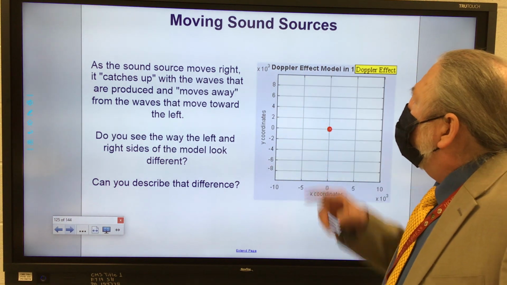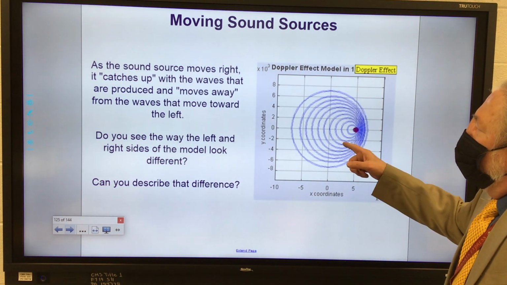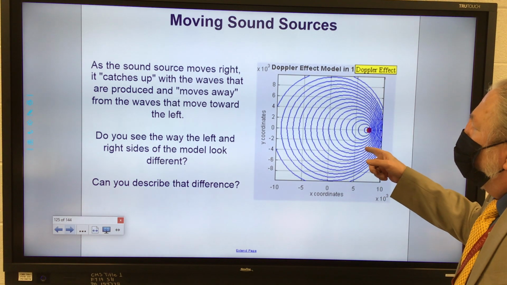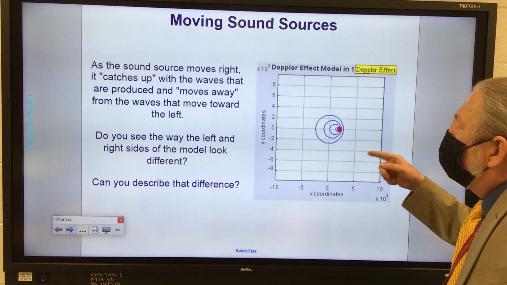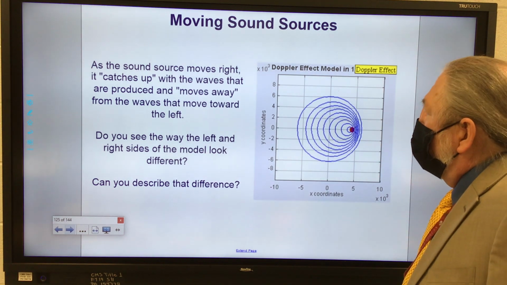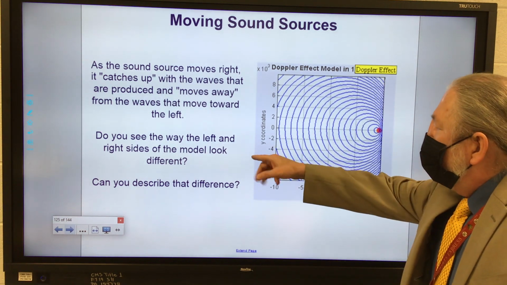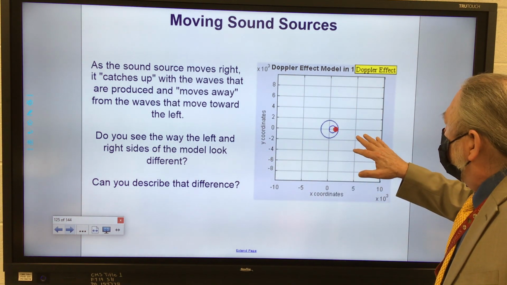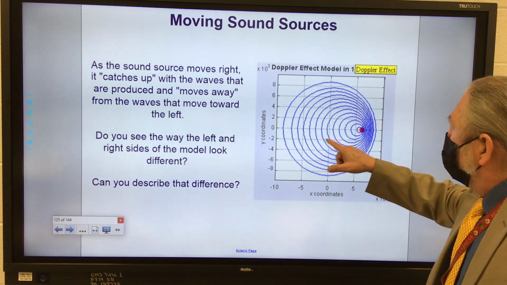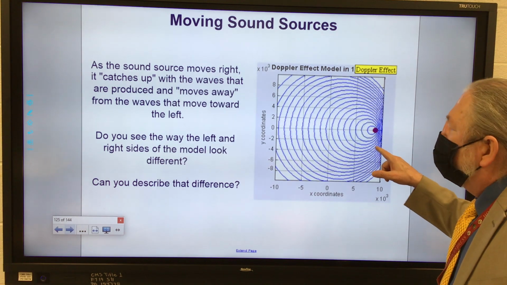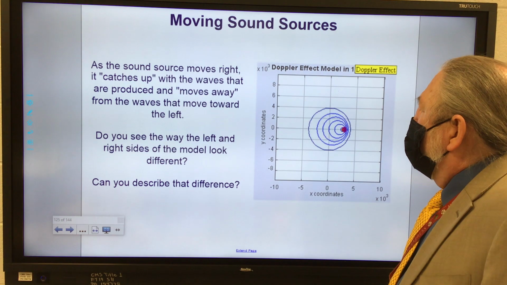As the sound source moves right, it catches up with the waves that are produced and moves away. Okay, so it's moving away from its waves. So it moves away from the waves that move toward the left. So do you see the way the left and the right sides of the model look different? What's different? These are longer waves, right? These are shorter waves. Shorter waves, the closer they are to the moving model.